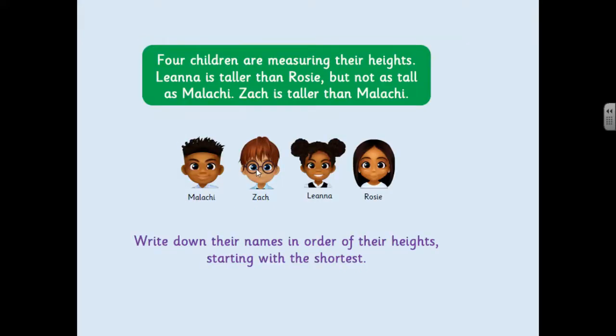Right, I've got 4 children here. Malachi, Zach, Leanna and Rosie. So 4 children are measuring their heights. Leanna is taller than Rosie, but not as tall as Malachi. Zach is taller than Malachi. So write down their names in the order of their heights, starting with the shortest. Right, pause the video and please have a go at it.